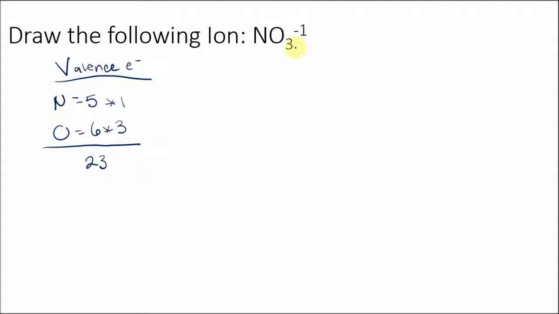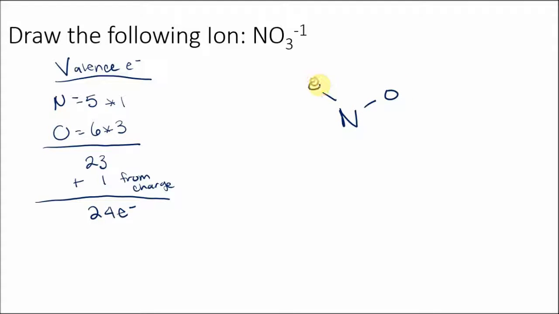Now if you look, there's a -1 charge on NO3, which means we have to add one more valence electron, because the compound needs to have a -1 overall charge. So this allows us to use 24 electrons. So we're going to draw the skeletal structure with N in the middle and the 3 oxygens surrounding it. We have now used a total of 6 electrons drawing the skeletal structure, leaving us with 18.